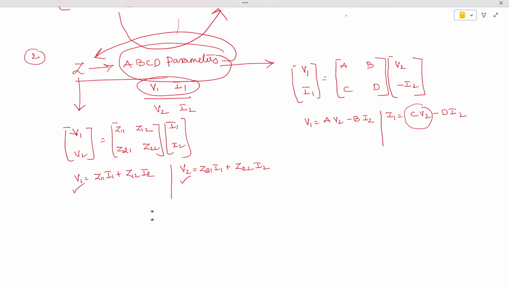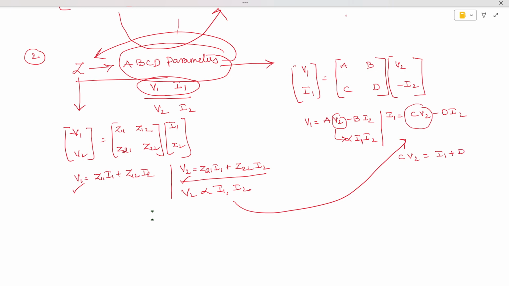V2 in terms of I1 and I2, V1 in terms of, so what is missing here? It should be only in terms of I1 and I2. This V2 we need to express in terms of I1 and I2. So what to do here? We want V2, and this should be in terms of I1 and I2. Compare with this equation now. CV2 is equal to I1 plus DI2.